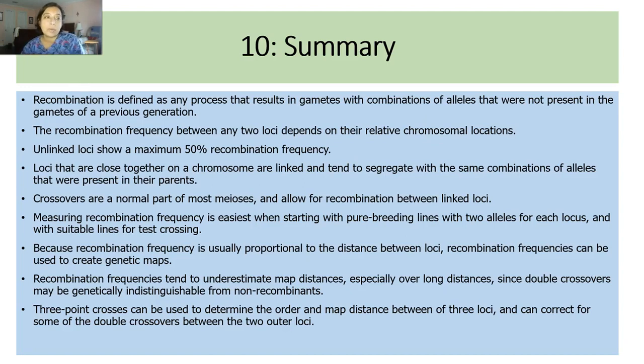And so crossovers, which are a normal part of meiosis, are what allow this recombination to occur and give you those recombination frequencies. These recombination frequencies can be used to create gene maps and chromosomal maps and allow us to find out the relative location of genes on each chromosome and then the distance between them.